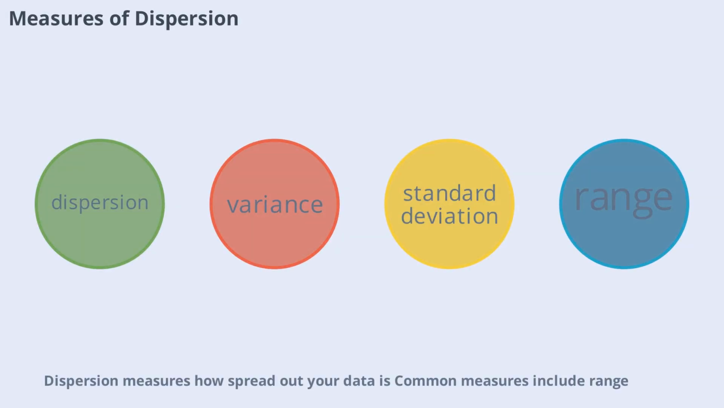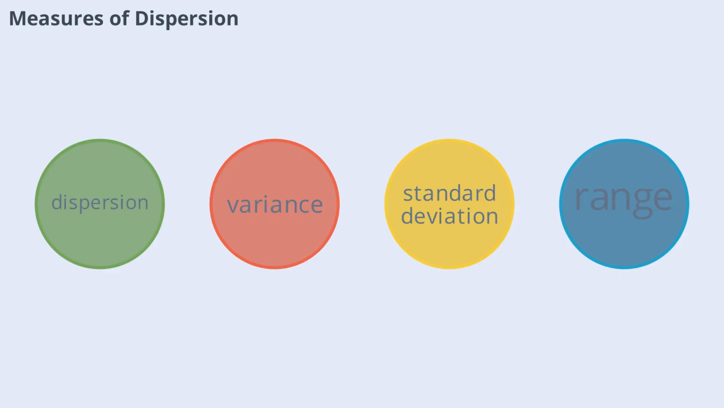Dispersion measures how spread out your data is. Common measures include range, variance, and standard deviation. These statistics show whether your data points are clustered closely together or widely scattered. Understanding dispersion helps you assess the reliability and consistency of your data, which is crucial for making sound conclusions.